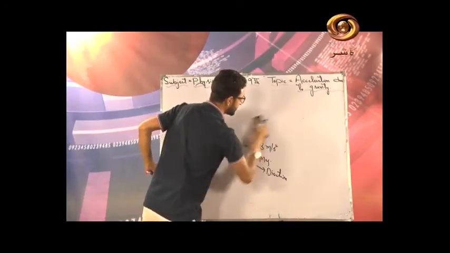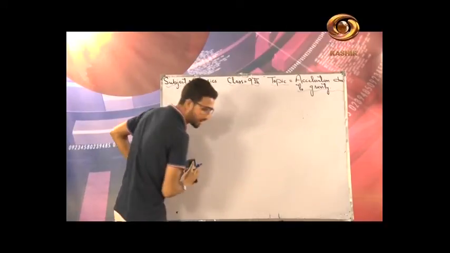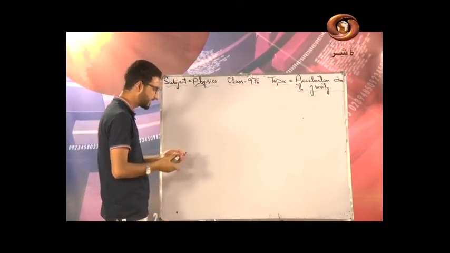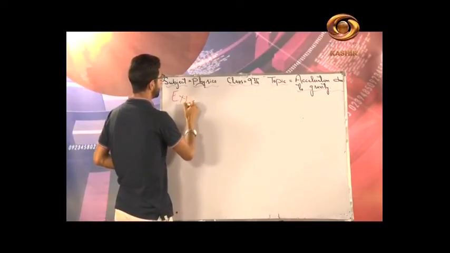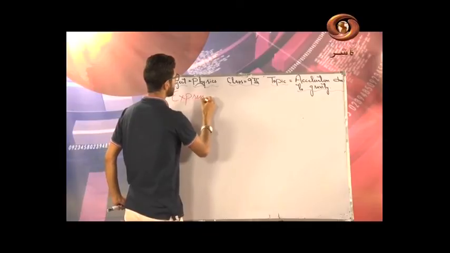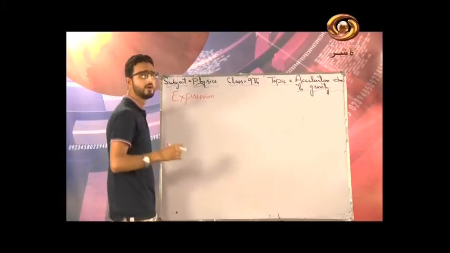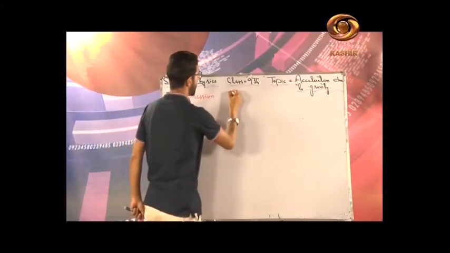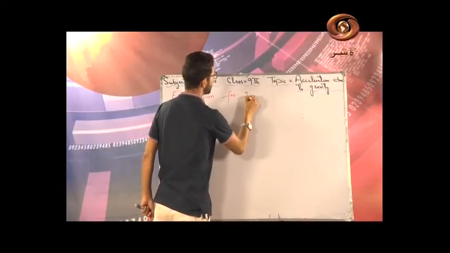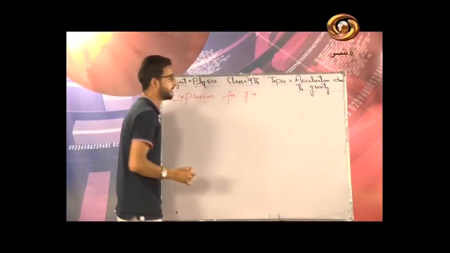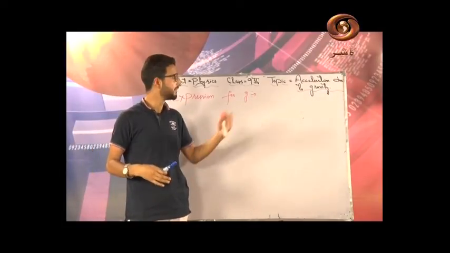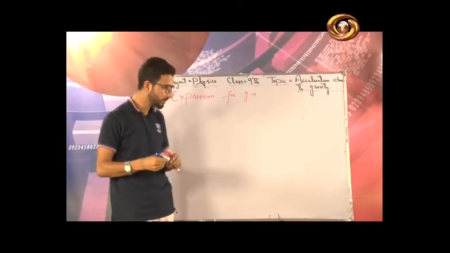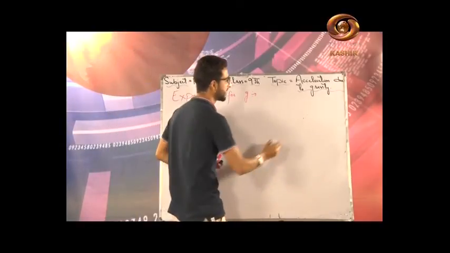Now let us try to derive the expression for small g. So let me write here expression for acceleration due to gravity. I mean on what factors it depends. So this is expression for small g, that is acceleration due to gravity. Let us try to verify the factors upon which this small g depends. Okay, इसके लिए मैं क्या consider करूंगा?